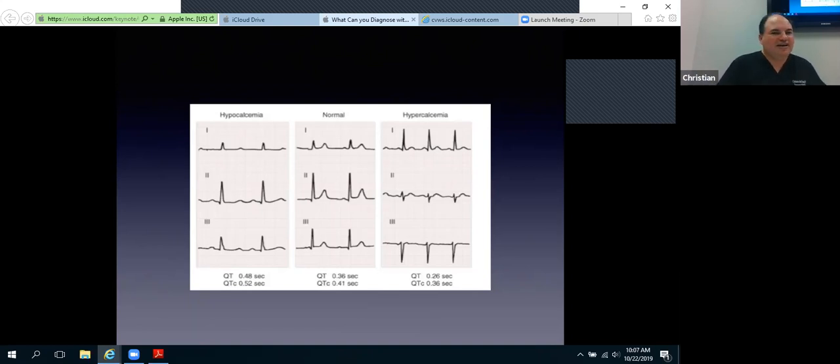So anyway, in either case, these are kind of the diagnostic aspects of the EKG for diagnosing hypercalcemia.